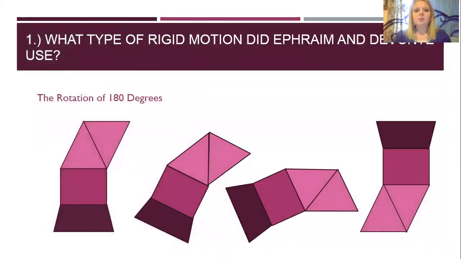Okay, so it says, what type of rigid motion did Ephraim and Devontae use? And so we see this in slow motion, these tiles. They're going to go slowly around and do a rotation. And so that is going to be a rotation of 180 degrees because by the end of it, everything is upside down or backwards to the way it was. So what they did was a 180-degree rotation.